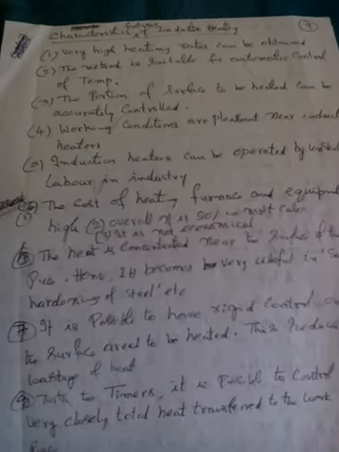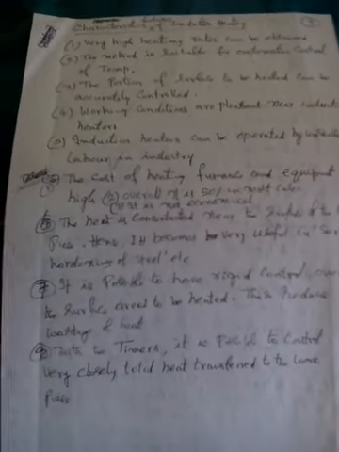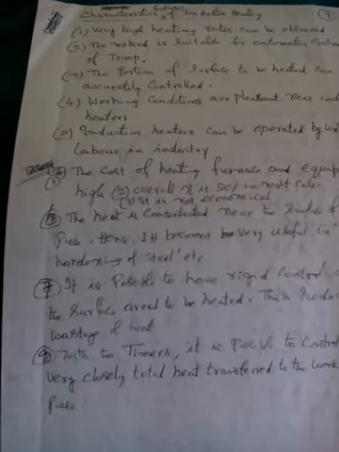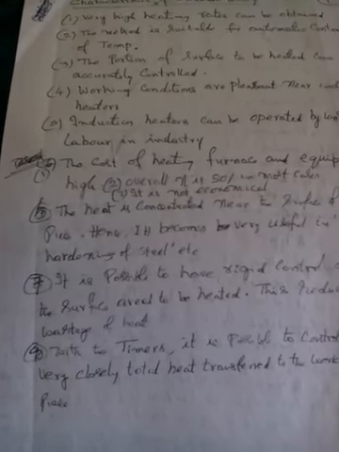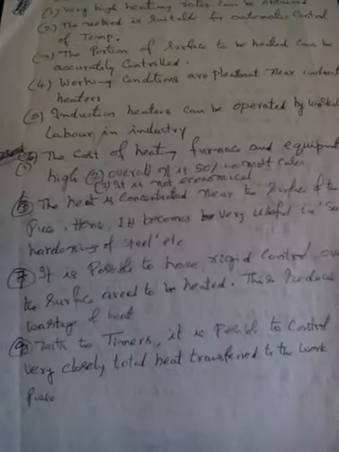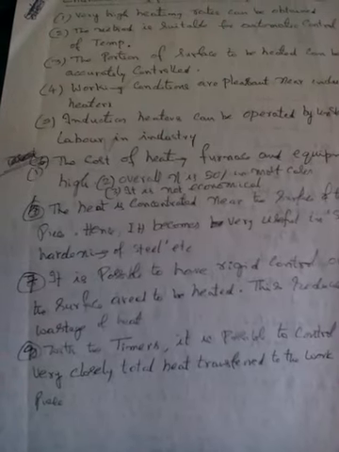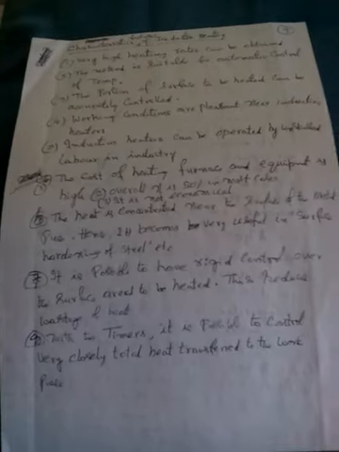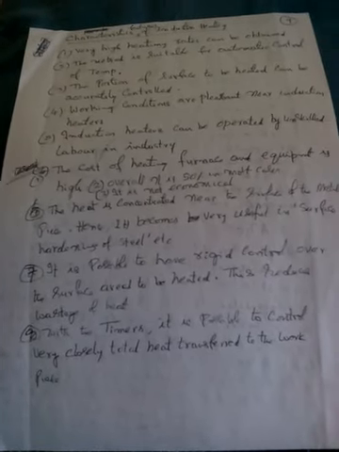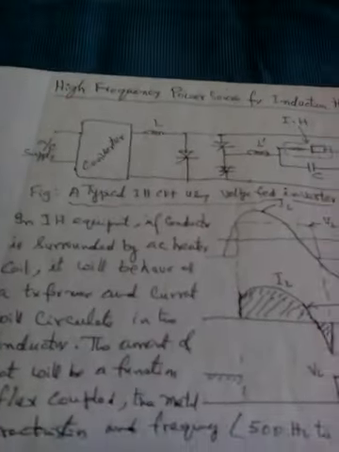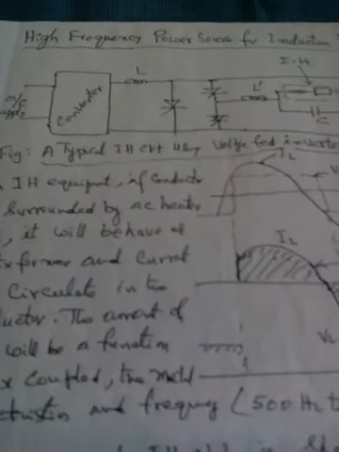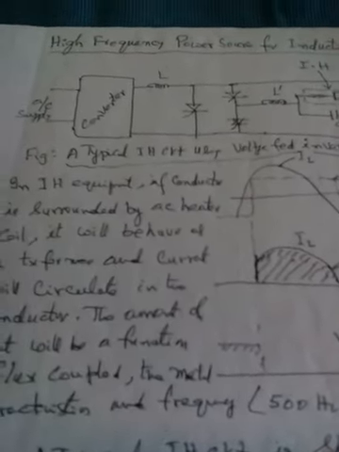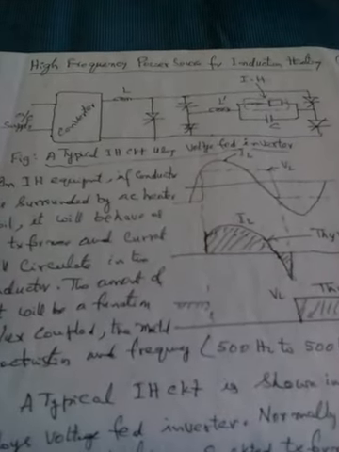Number 8, number 9, with the timers it is possible to control very closely total heat transfer to the workpiece. Okay, these are some of the characteristic features of induction heating in the industry. So here there is a high frequency power source for induction heating. Okay, practical circuit which is used in industry.